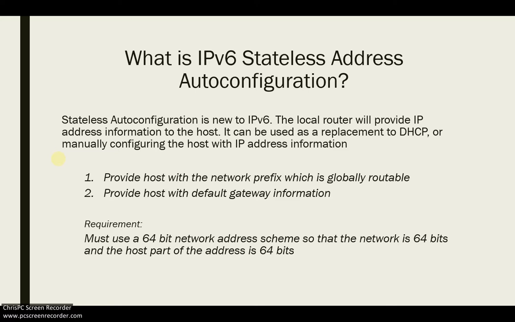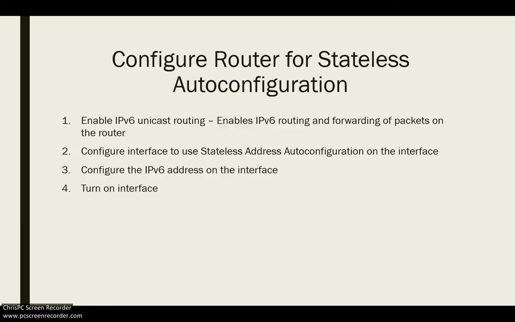with a default gateway. One requirement to actually use stateless address auto configuration is that the network address portion of the address must be 64 bits, and the host portion of the address must also be 64 bits. If you notice here, there are 4 simple steps to set up the stateless auto configuration on the router.